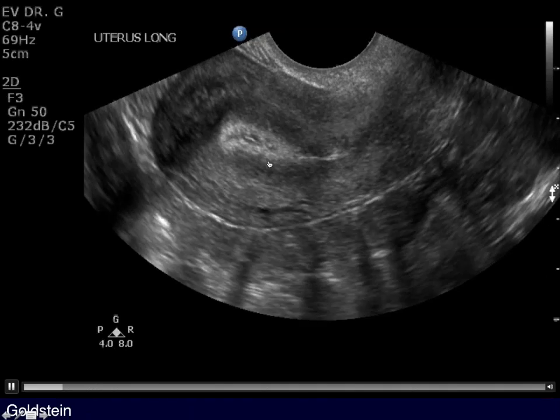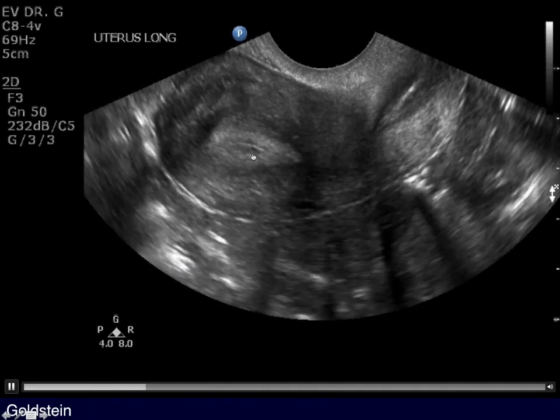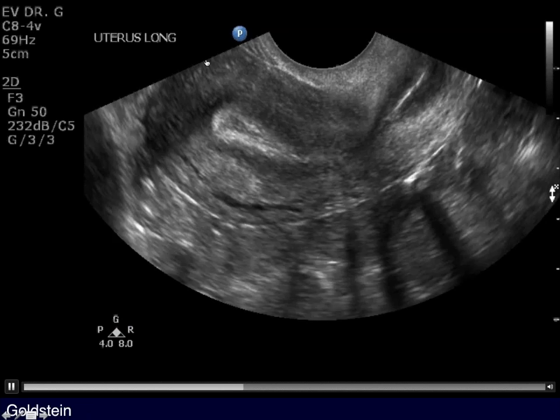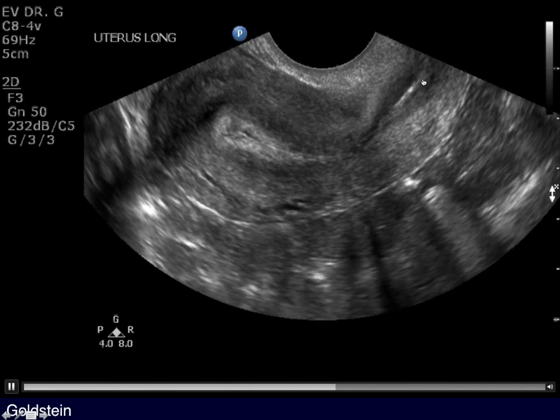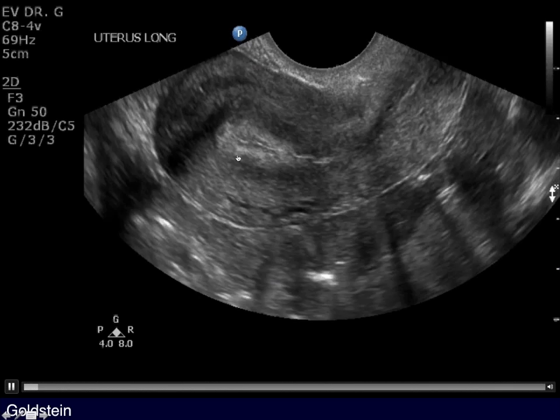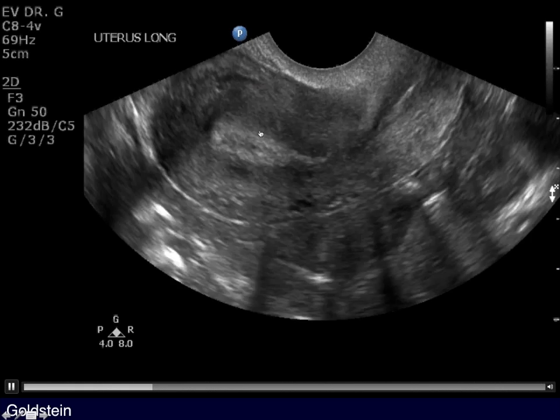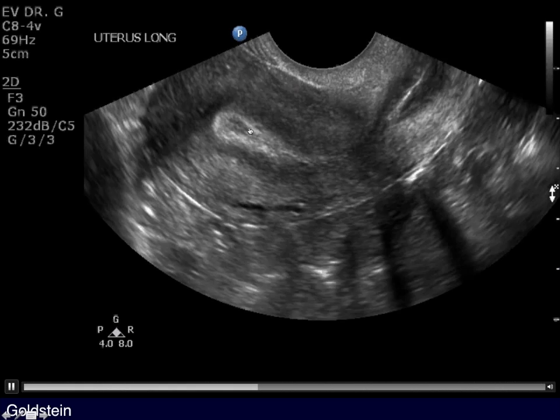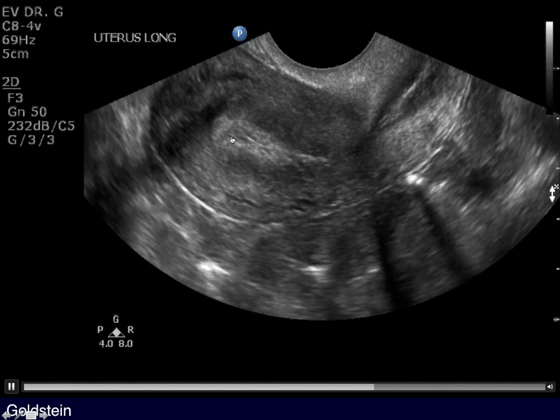And what happens is, if we look at this as a transvaginal ultrasound, this is now the uterus in long axis. Here's the endocervical canal leading up into this fiercely echogenic endometrial echo, which corresponds to the secretory phase from the introduction of progesterone.